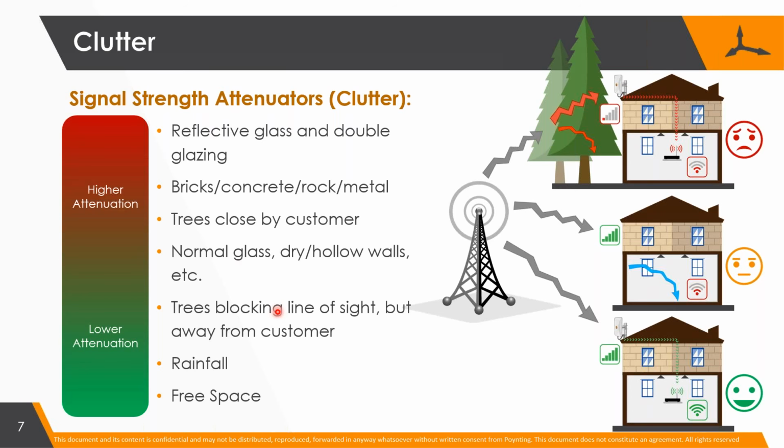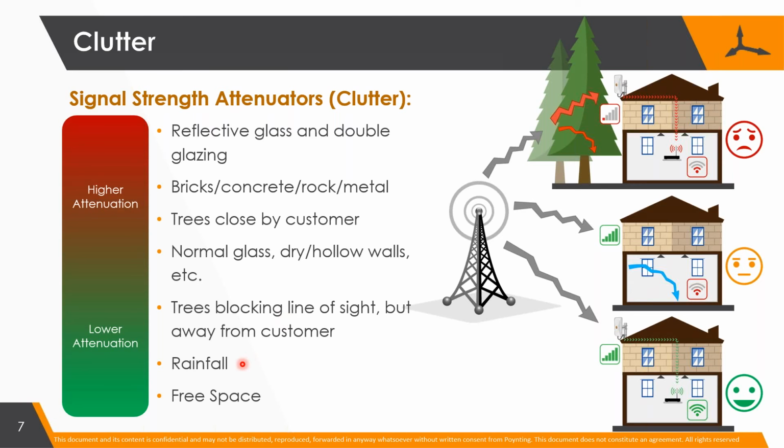Then you've got trees blocking line of sight. They're actually not too bad, and I'll show you later why not. In other words, if you've got a heap of trees in between you and the base station, but they're not very close to either the base station or yourself, there's actually a fairly good penetration, and we've both measured it and it's known theoretically.